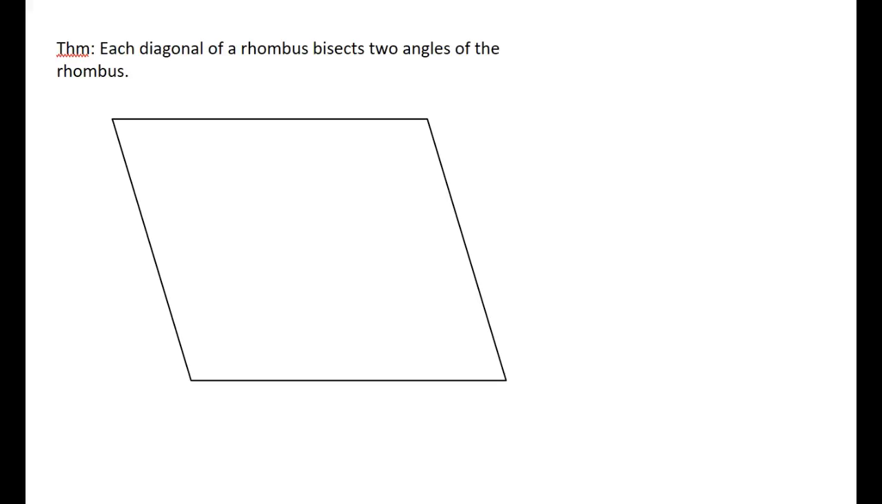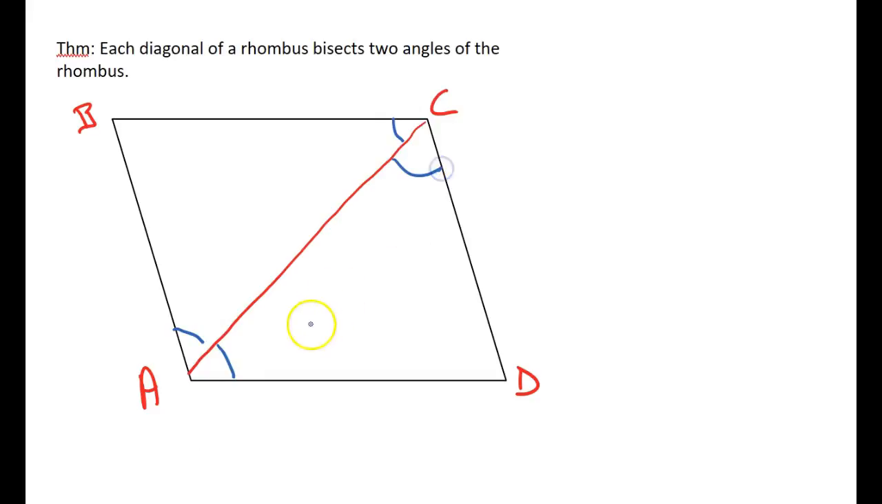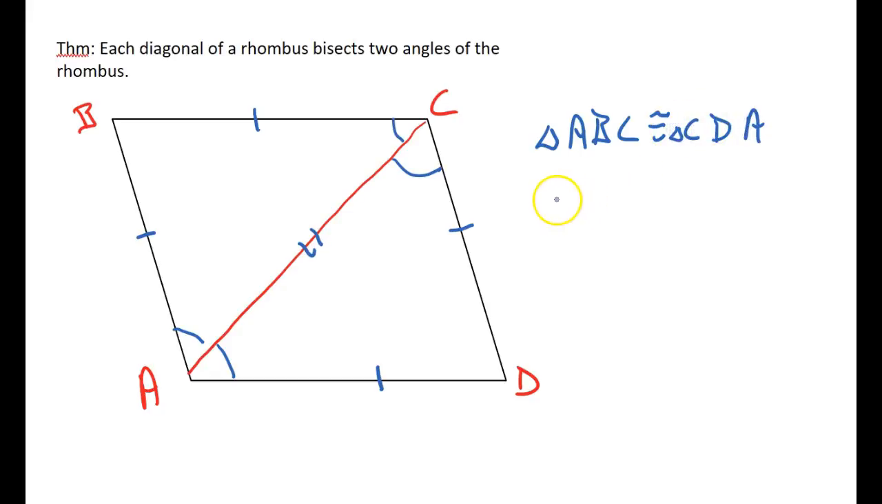So each diagonal of a rhombus bisects 2 angles of the rhombus. Okay, so what we're saying is if that's A, B, C, D, then these angles are bisected. Okay, well, how do we know that? Well, these sides are congruent, right? And they share that side. So by side, side, side, triangle ABC is congruent to triangle CDA. So by CPCTC, these angles are all going to be congruent to each other.